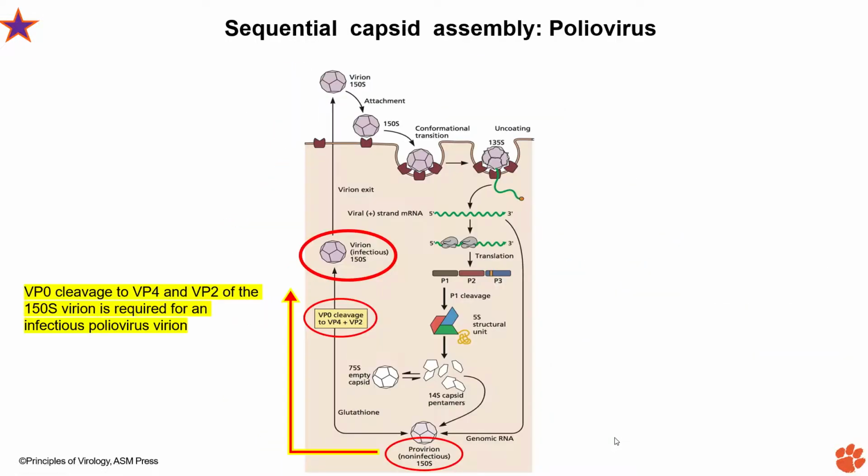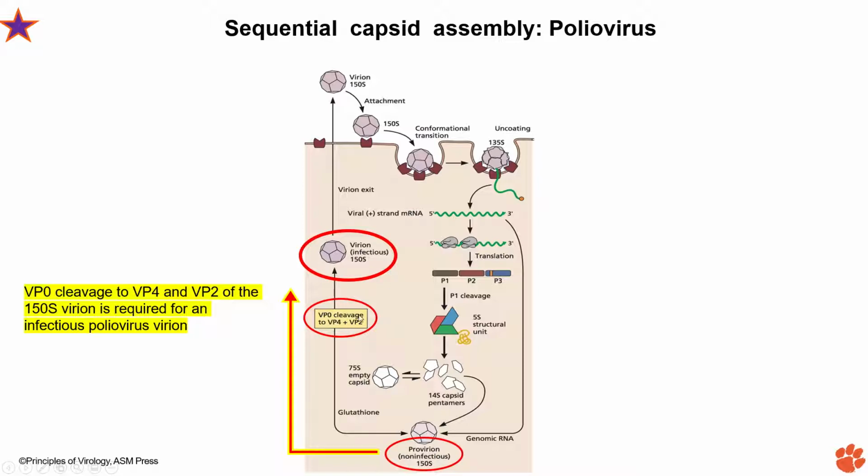Very straightforward. All right, so after that, we are looking at poliovirus. First of all, it is a sequential assembly. That's the important part. Just remember that it's a sequential assembly. And if it's asked what is required to make a virion infectious, this is the important part, virion infectious. Remember that this is required. So this is your answer: VP0 cleavage to VP4 plus VP2. This is required to make the infectious virus particle. Here the provirion is made. This is non-infectious.